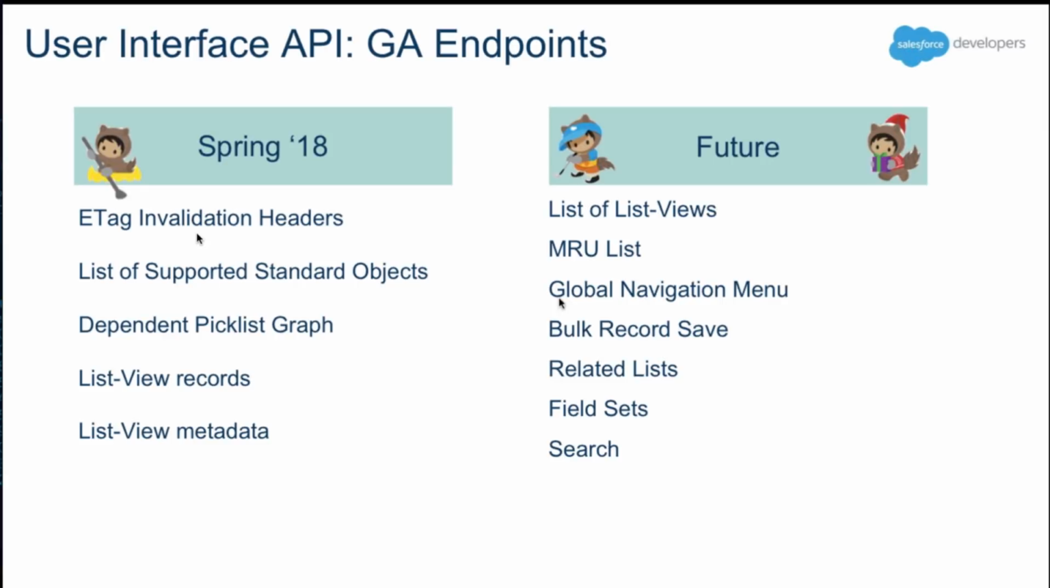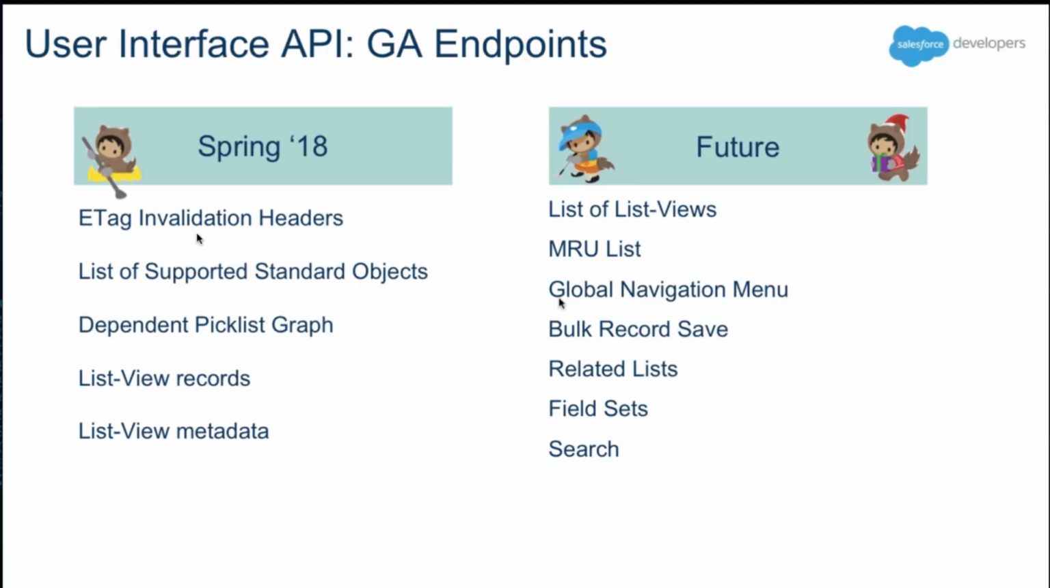So now we're supporting list and list view through the UI API. For lists, you're going to be able to use UI API to retrieve a list of records, as well as list view metadata, which should come in very handy as you build your custom user interfaces.